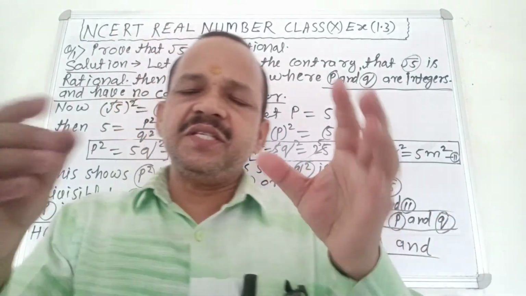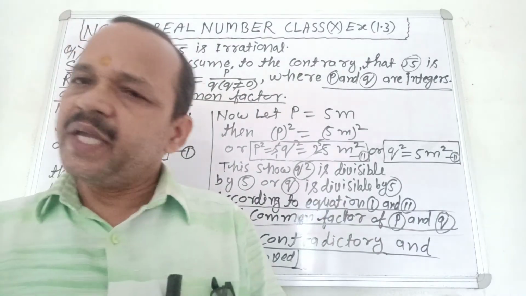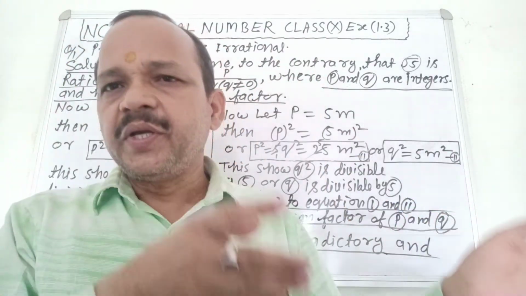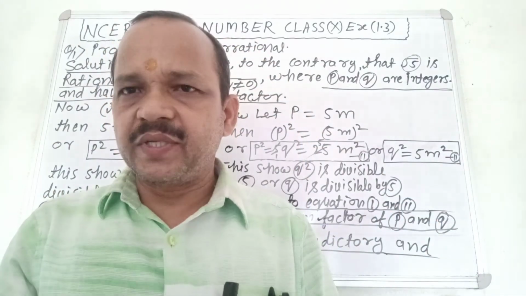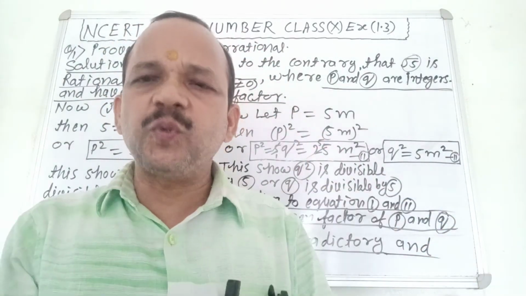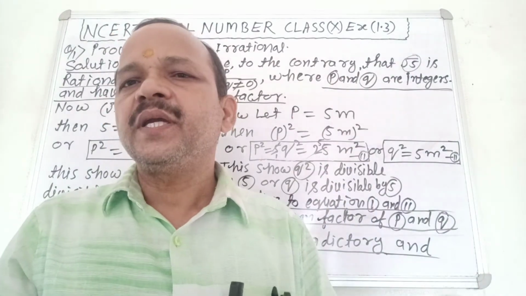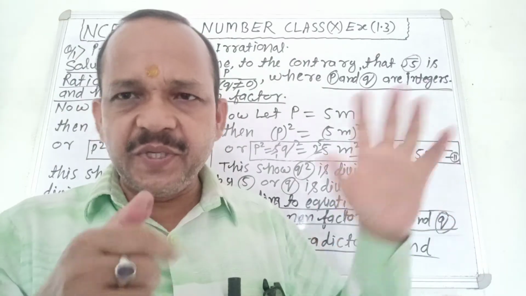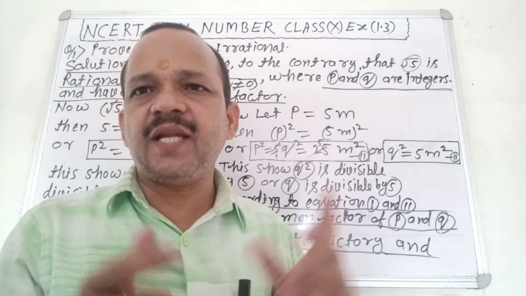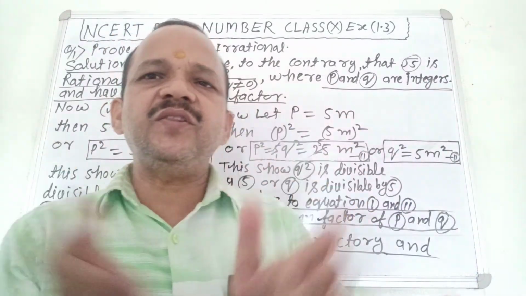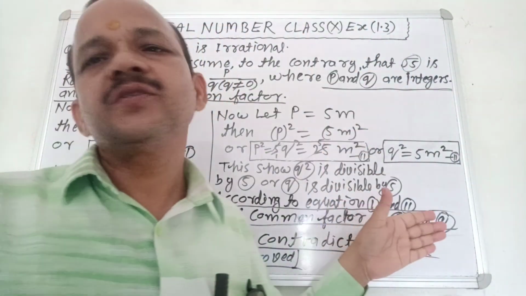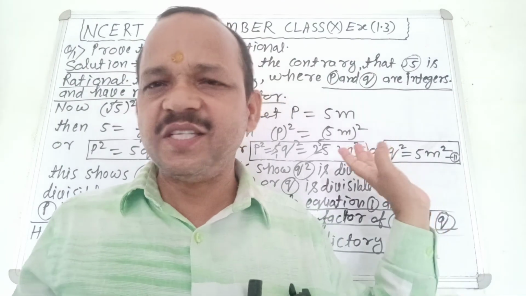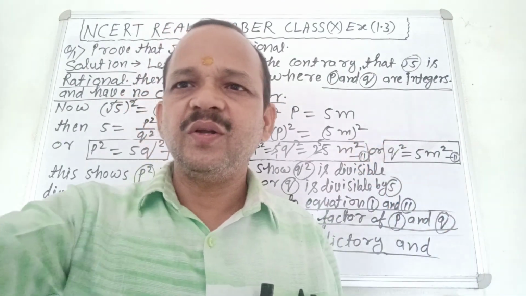Very good. In this way you can prove whether numbers are rational or irrational. It is clear? You can prove root 2 is irrational, root 3 is irrational, root 5 is irrational, root 7 is irrational, root 11 is irrational by the help of this solution. Clear? No confusion about it? Very good. It is very easy. Okay.